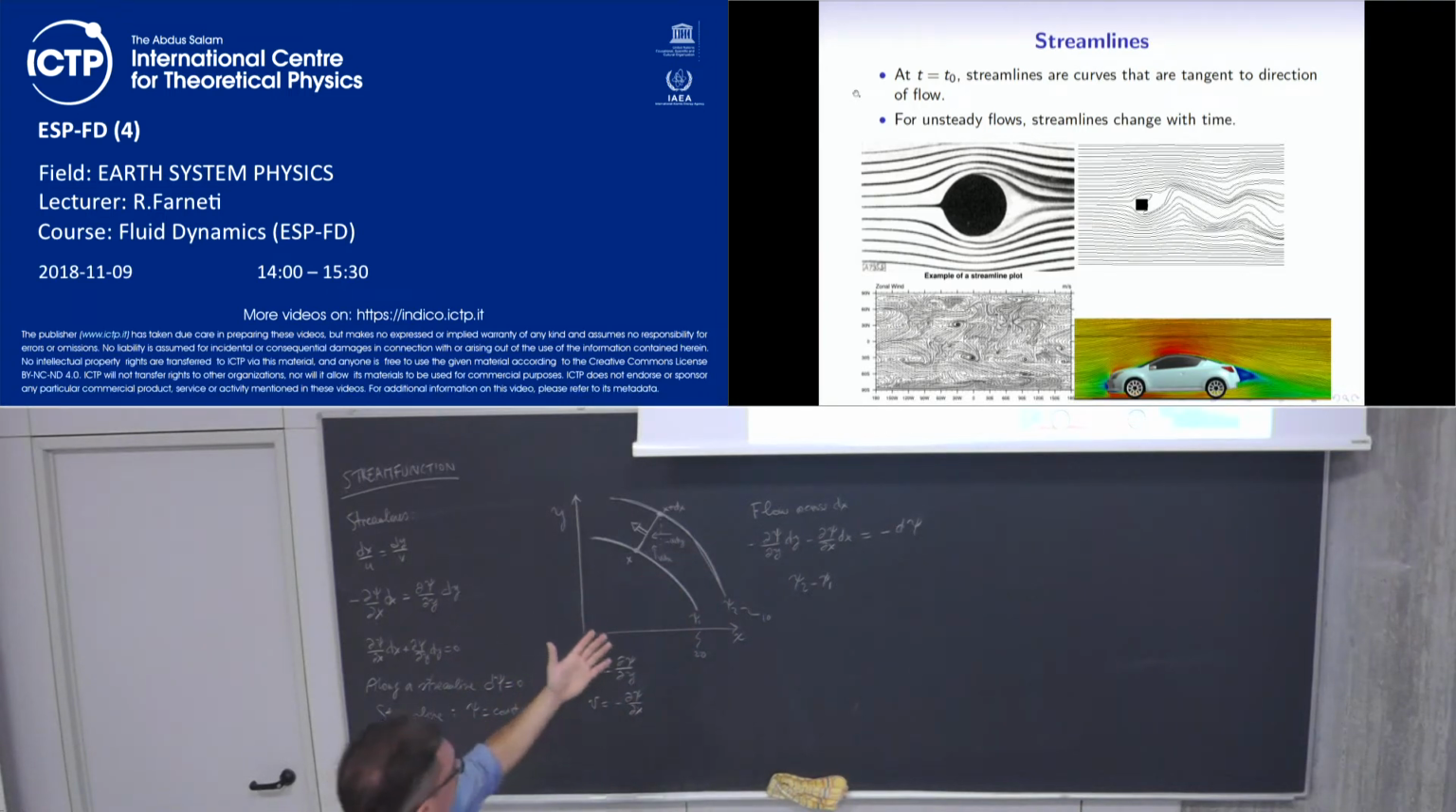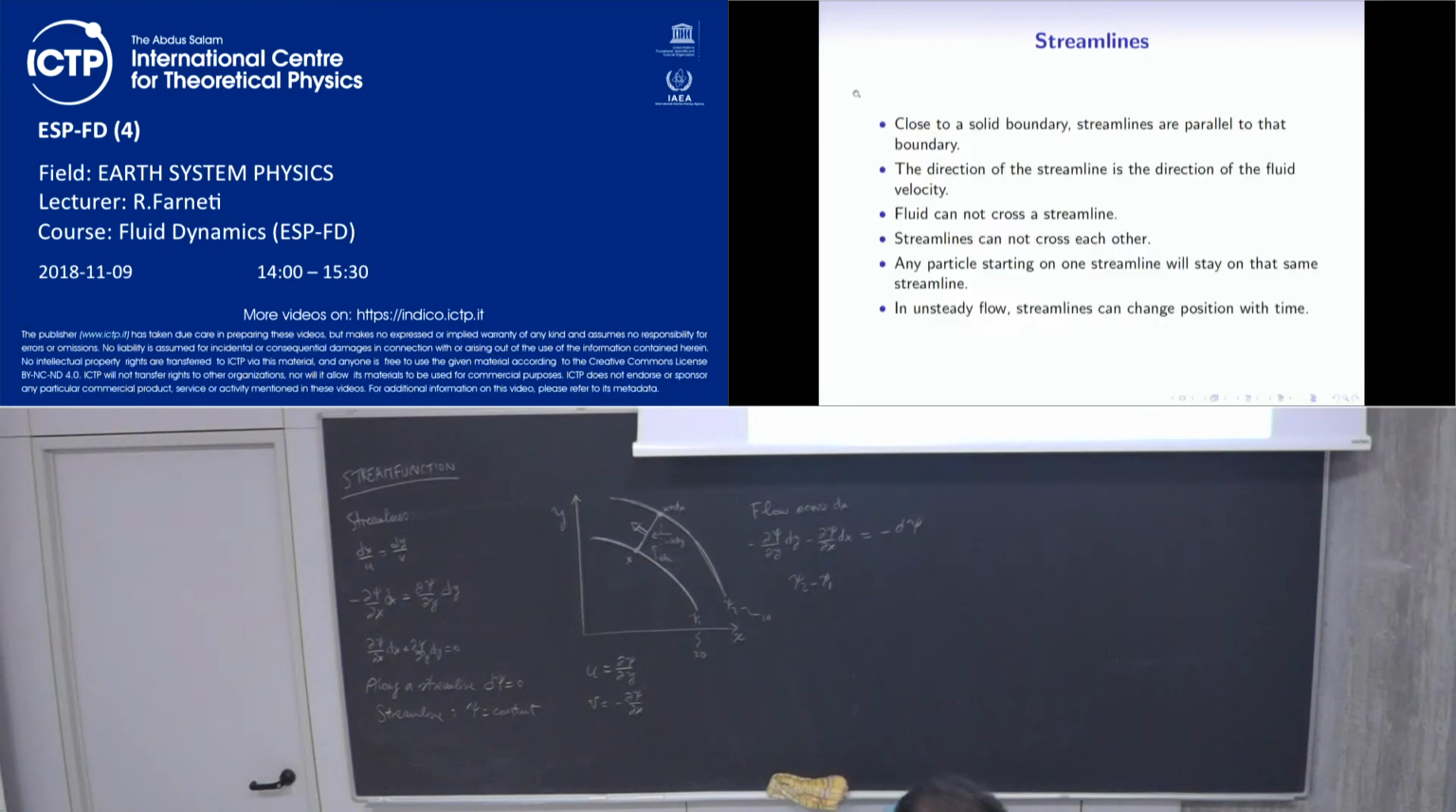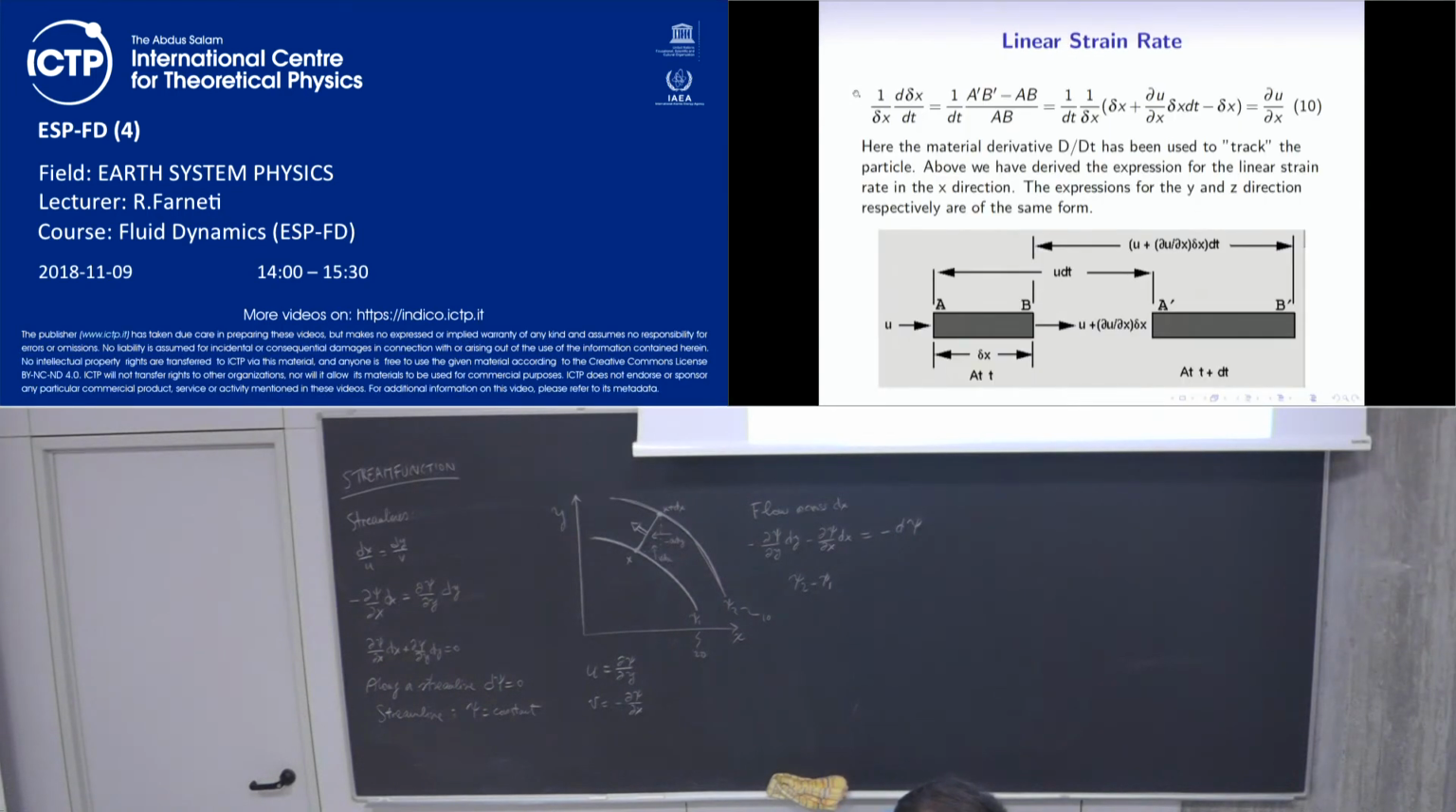Streamlines are not useful, but if you have a stream function and you have a numerical value for the stream function, the flux is simply the difference between the two stream functions. Okay. That's why they are so useful. And we use stream functions a lot.